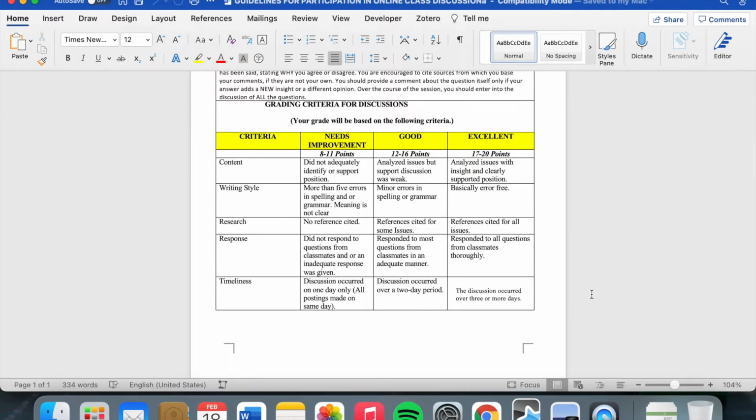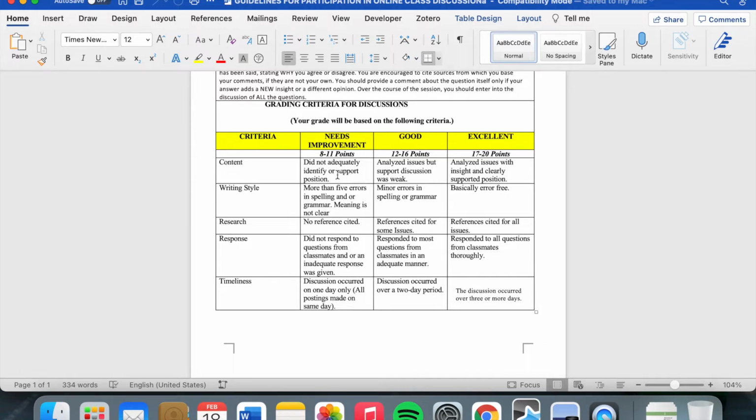And so what we see here is a grid. We have descriptions at the top, and then we have different categories along the side, as you can see. So the criteria, these are the different categories. You have content, that is what you say, writing style, how you say it, research, whether you've used outside research, response, this is in a discussion board when you have to answer somebody else's post, and timeliness. So these are the areas that are important to this professor. Most professors make their own rubrics, and all of them are a little bit different.